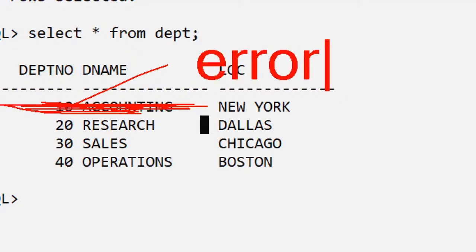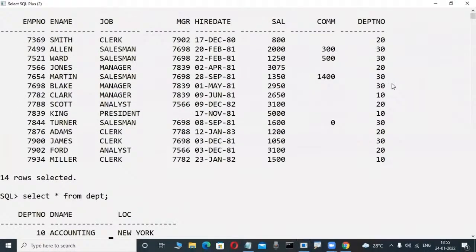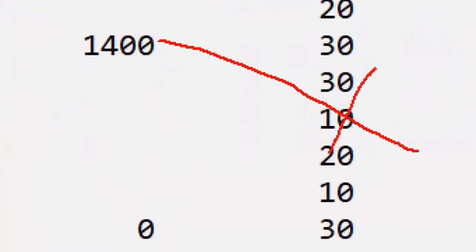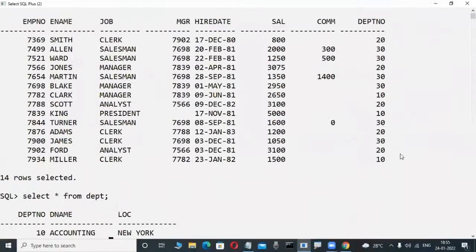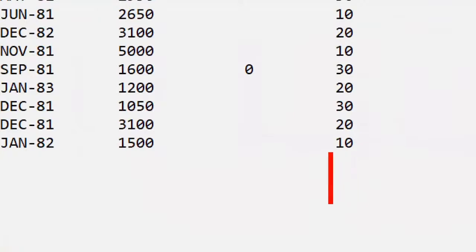Because already that data is available where? In this child table. That's why if we try to delete a master table record, it won't work. Again, suppose I try to insert something, suppose here 90, in the child table, a record other than a master table record, it won't work.